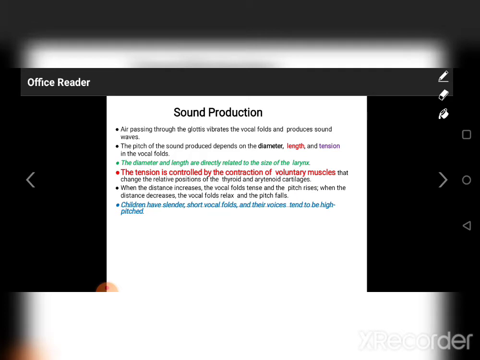The pitch of the sound produced depends on the diameter, length and tension in the vocal folds. The diameter and length are directly related to the size of the larynx. So in males the pitch is lower because the larynx is larger than in females. The tension is controlled by the contraction of voluntary muscles that change the relative positions of the thyroid and the arytenoid cartilages. When the distance increases, the vocal folds tense and the pitch rises. When the distance decreases, the vocal folds relax and the pitch falls.